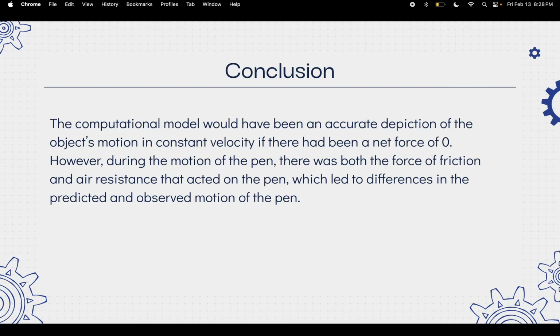In the conclusion, the computational model would have been an accurate depiction of the object's motion at constant velocity if there had been a net force of 0. However, because there was both the force of friction and air resistance that acted on the pin, there was a difference in the predicted and observed motion of the pin.